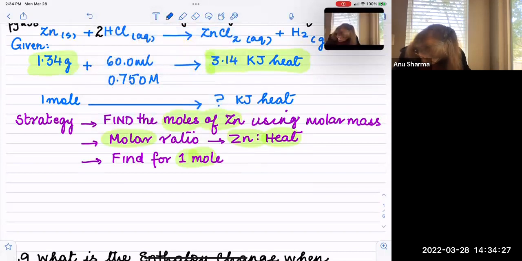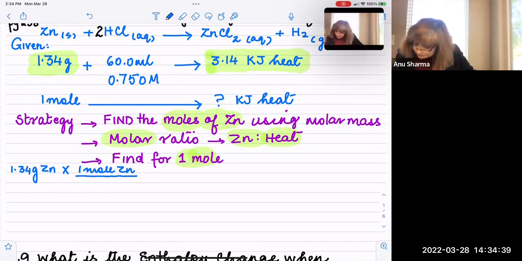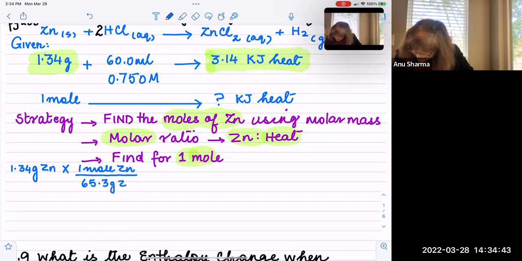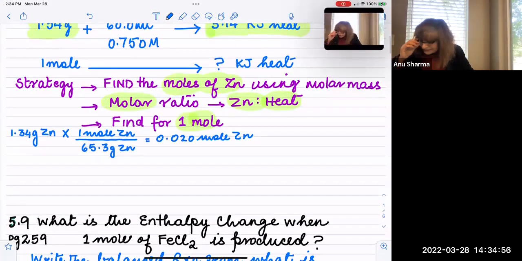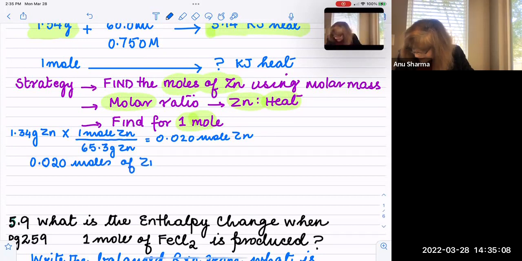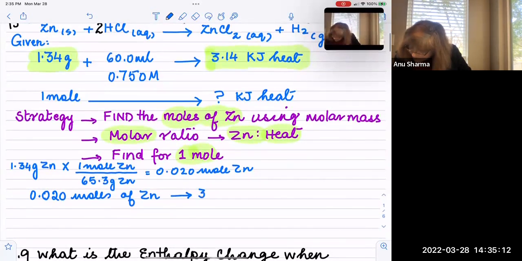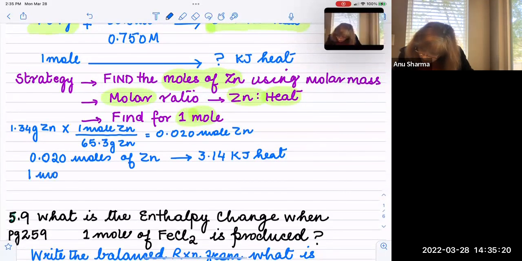Let's do this in the blue color. So we have 1.34 grams of zinc times 1 mole of zinc over the molar mass of zinc. The molar mass of zinc is 65.3 grams. Okay, so that gives you 0.020 moles, and these are the moles of zinc. Now remember, 0.020 moles of zinc are producing 3.14 kilojoules of heat.